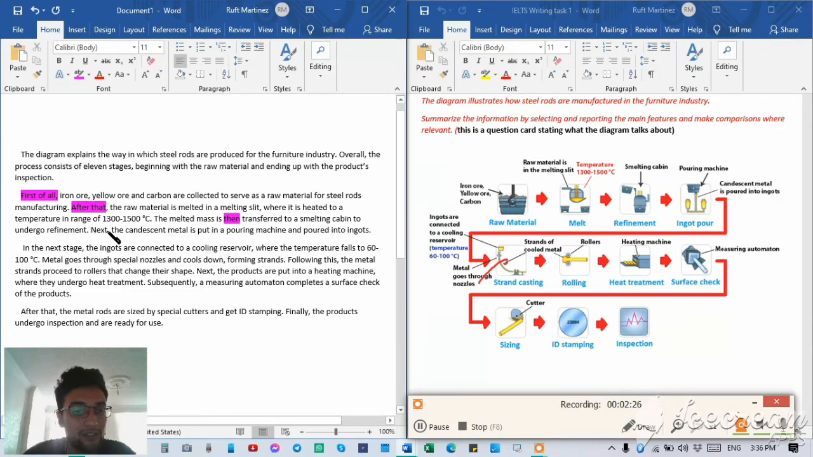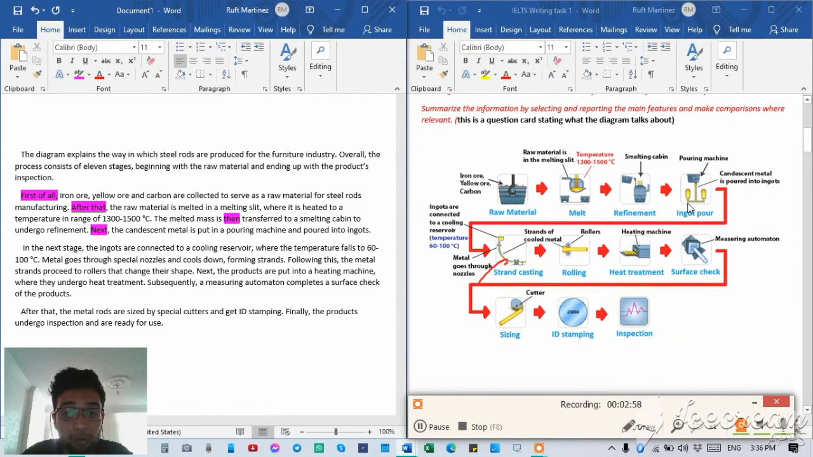And next is another connector, another linking word. Next is the fourth stage. The fourth stage is called ingot pour. And here we have two pieces of additional information: metal is poured into ingots, and a pouring machine. Condensed metal is poured into ingots. So next, the condensed metal is put, let's change this, poured by a pouring machine into ingots. That's that simple. That's the first paragraph, which includes 4 stages of the process.